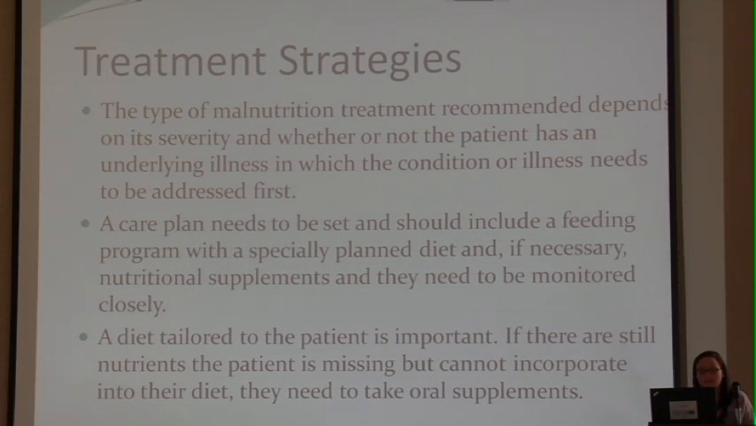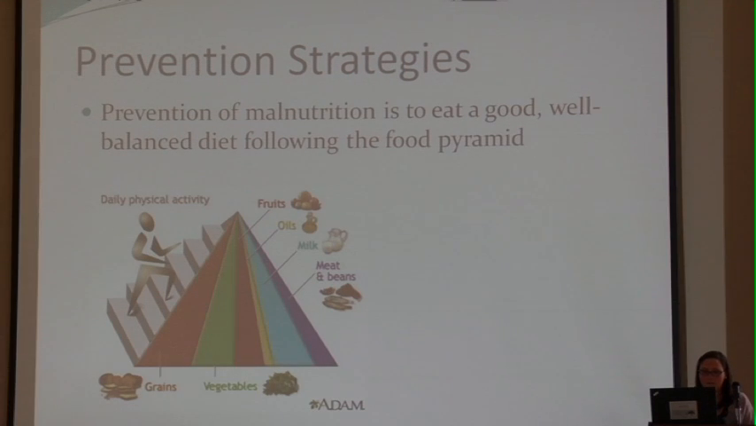And finally, a diet tailored to the patient is important. If there are still nutrients the patient is missing but can't incorporate into the diet, they need to take oral supplements. An example would be a vegetarian or a vegan. Prevention strategies is to eat a good, well-balanced diet following the food pyramid. And there's a picture.